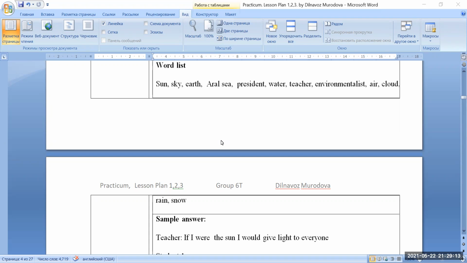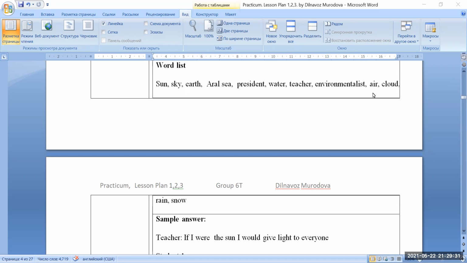Dinara, what would you do if you were an environmentalist? If I were an environmentalist, I would protect wild animals. Okay, you would protect, yeah? Okay, Shahodat, I think it's your turn.